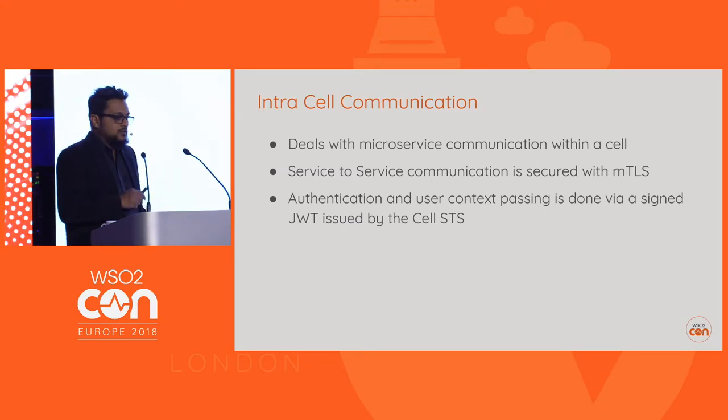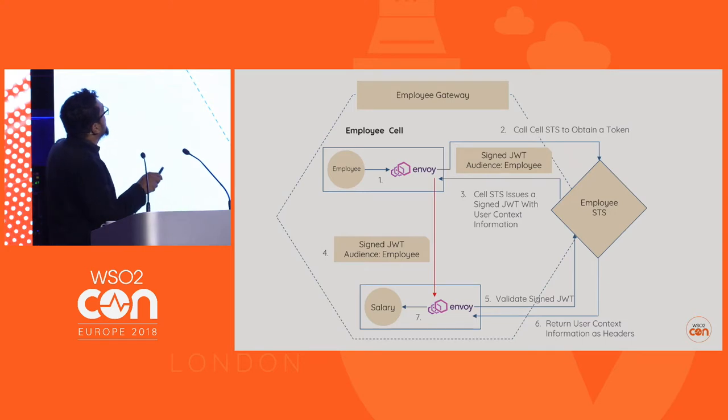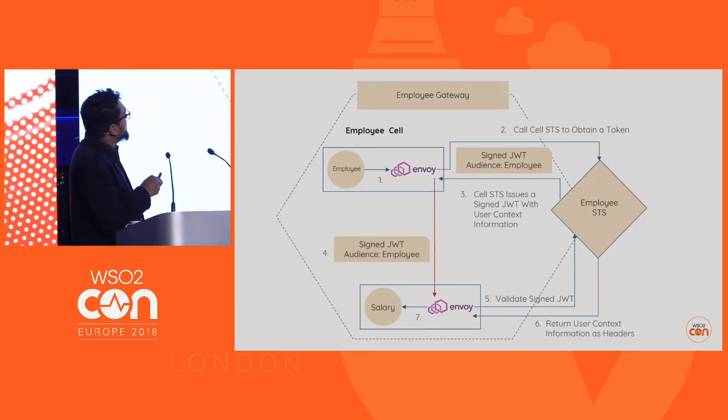Service-to-service communication is secured with mutual TLS. That's how we implement that. Again, authentication and user context is done via a signed JWT issued by that cell's STS. So let's look at that. Right, so now the call has come in. In this scenario, this particular employee service is trying to make a call to the salary service. Right, so this is what we want to do.